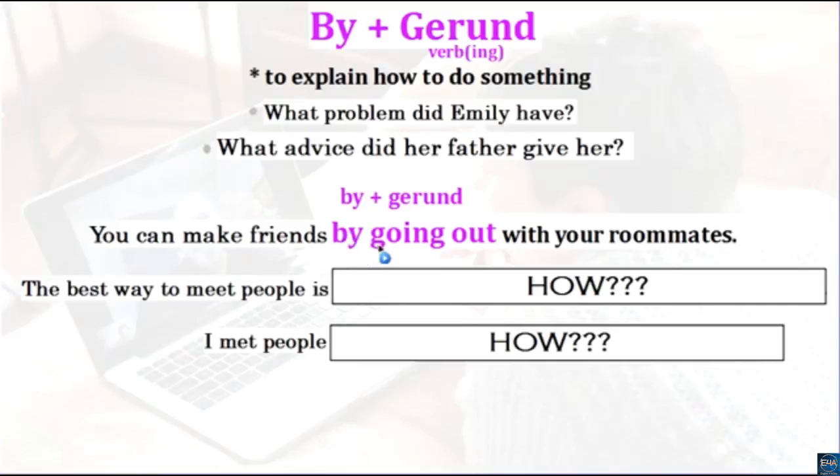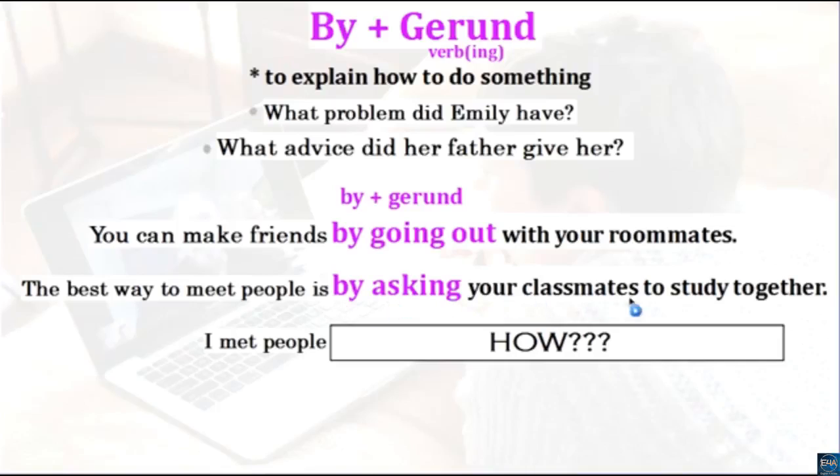So here we have by and the gerund, going out, right? And that's describing how to make friends. You can make friends by going out with your roommates. Or let's look at this one. He said the best way to meet people is, but how? Do you remember how? What's the best way to meet people? Well, he said the best way to meet people is by asking your classmates to study together. Again, I'm using by and my gerund, and this is describing how is the best way to meet people, right?